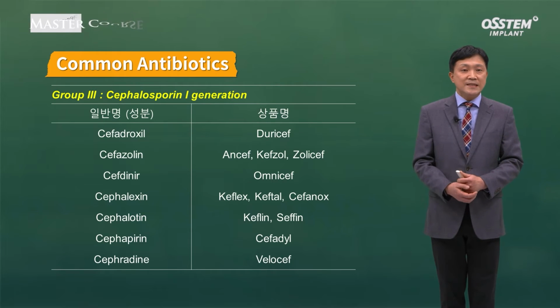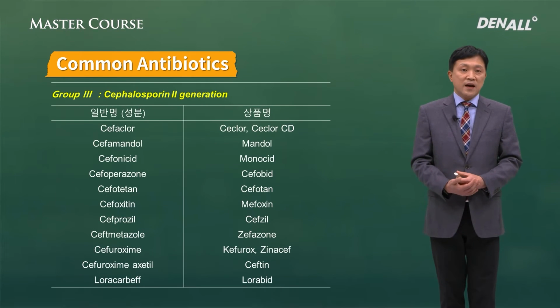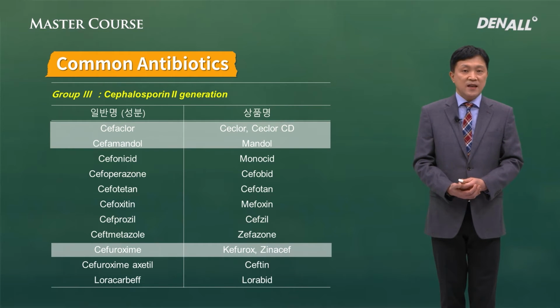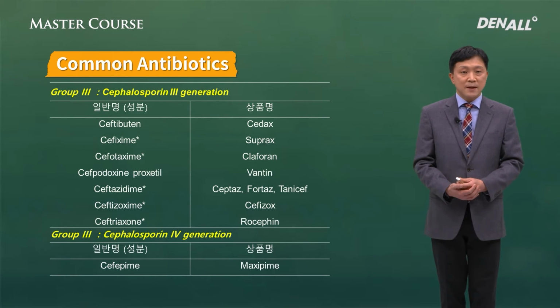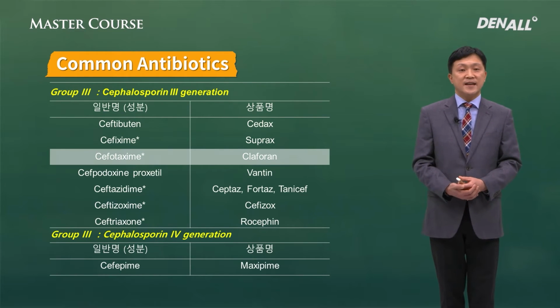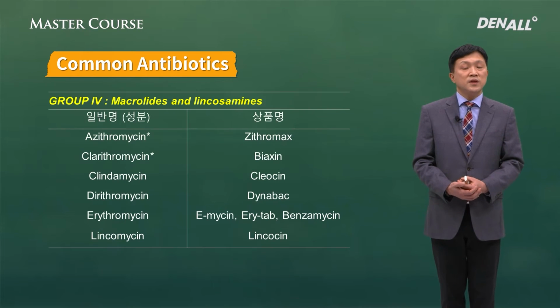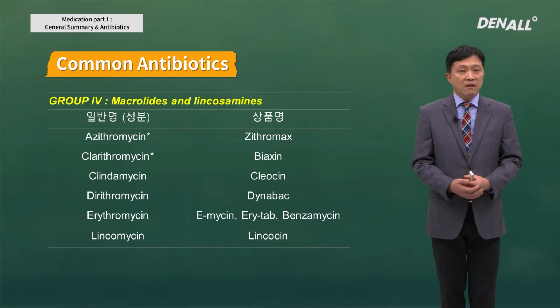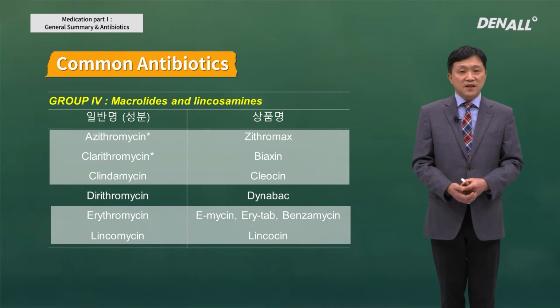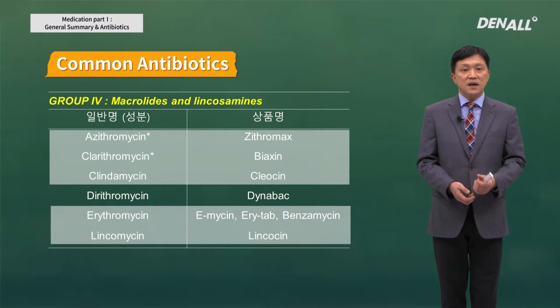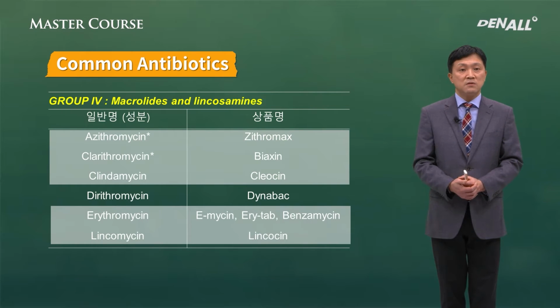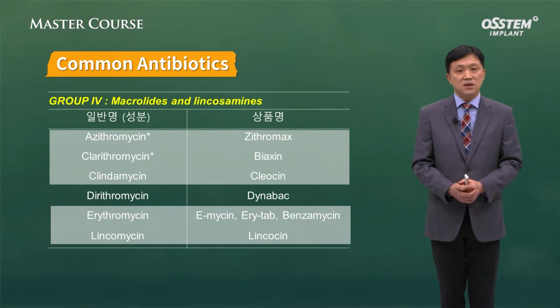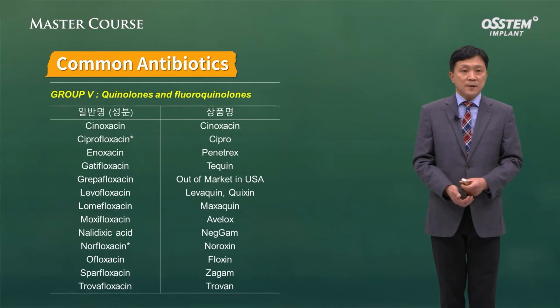Group 3 is Cephalosporin generation 1. Group 3, Cephalosporin generation 2. We use these drugs quite a lot. And Cephalosporin generation 3 and generation 4. Group 4, macrolides and lincosamides. These are used more than we think. Erythromycin, clarithromycin, and clindamycin are used quite a lot. The representative erythromycin would be Zithromax. Cleocin is representative clindamycin. Erythromycin and lincomycin are used often too.